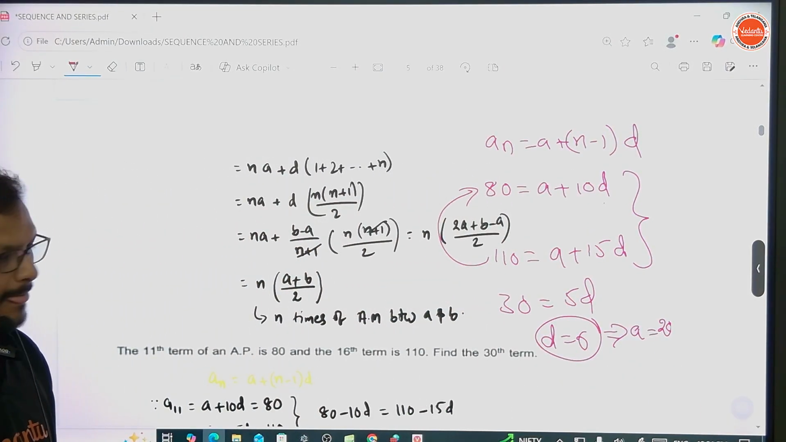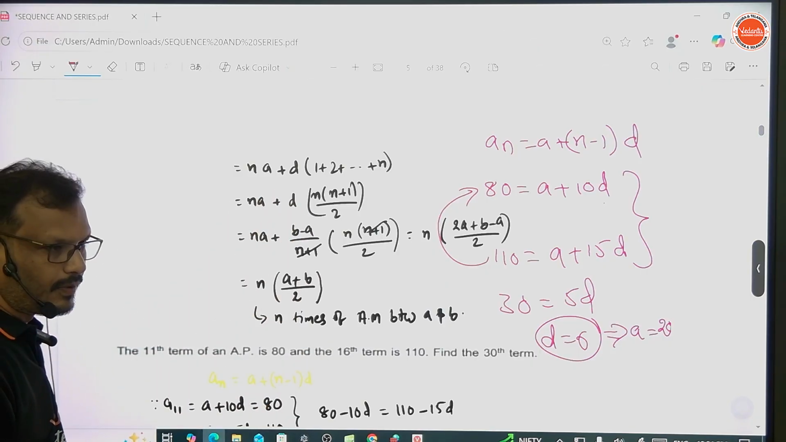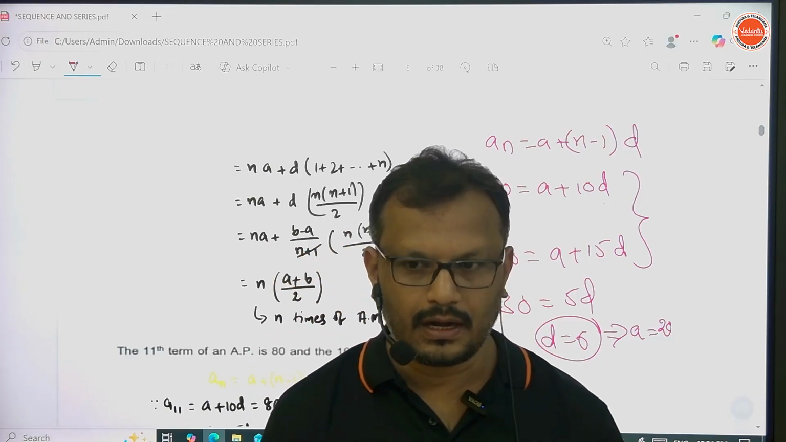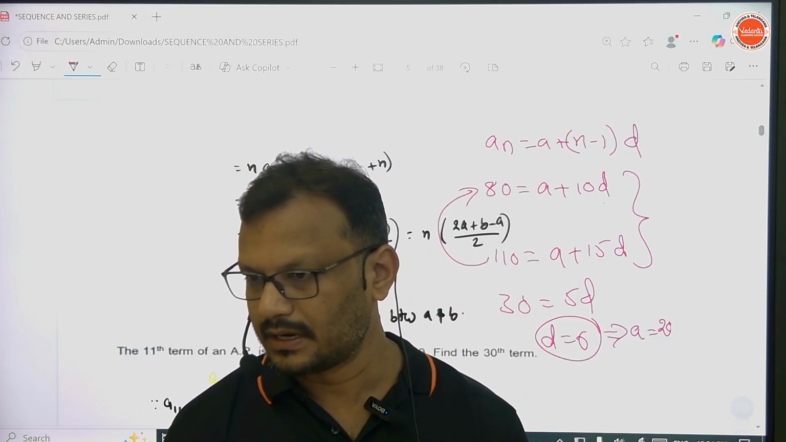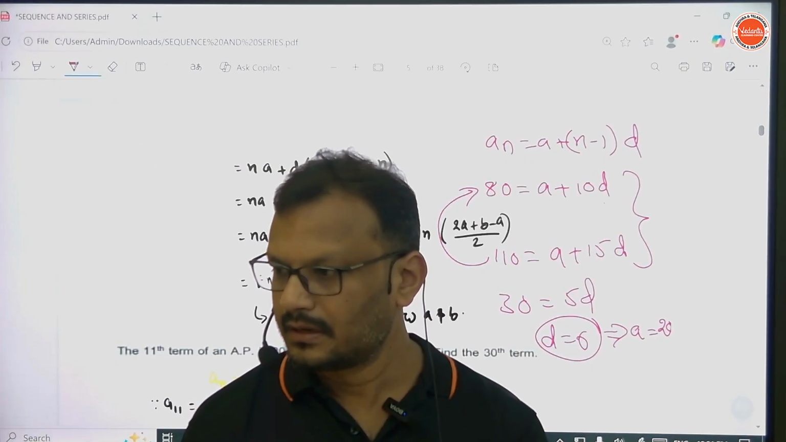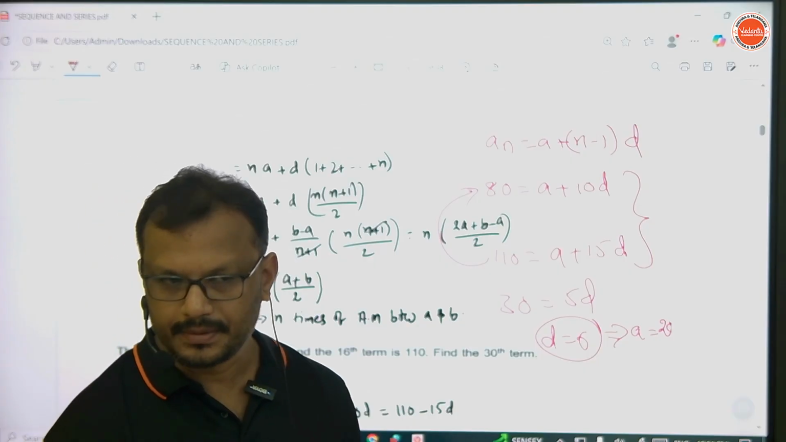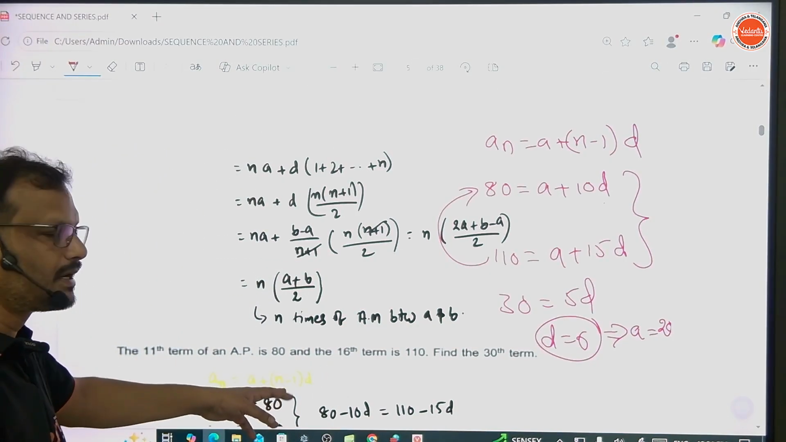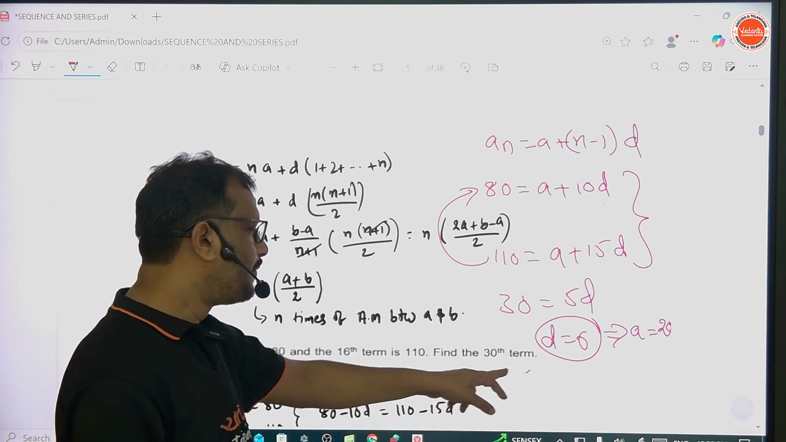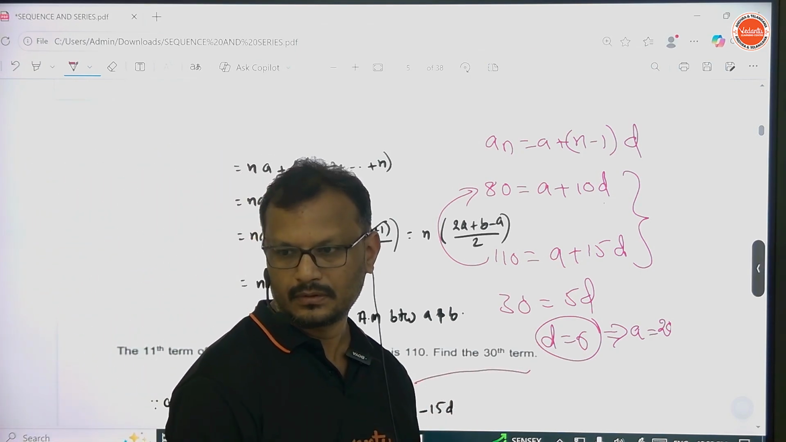Every problem will be like this only. Whatever the terms required, A and D we don't know. The first term they didn't give, and the common difference they didn't give. To find them, they compulsorily need to give two conditions. Obviously, they will give two conditions. Based on those two conditions, you can find the A and D values. Once you find A and D, whichever term it is, either the 30th term or the 50th term, you can find it.